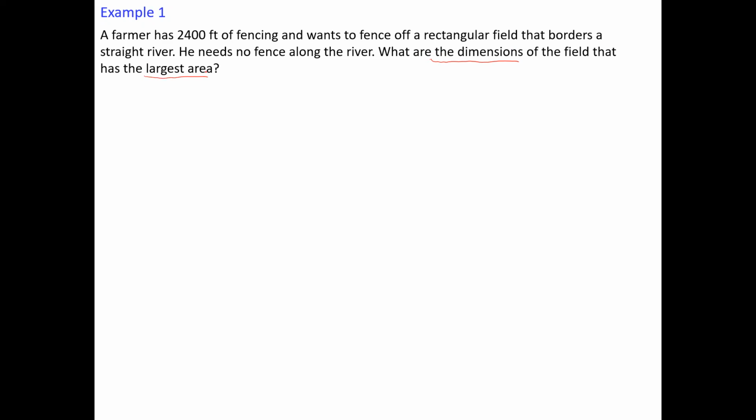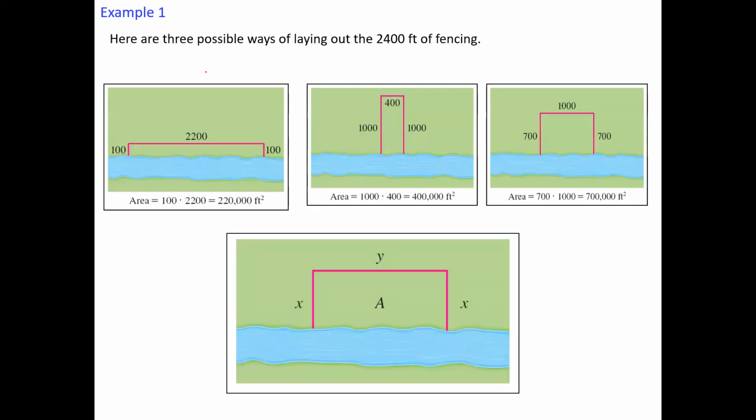That means the area will be our function, and we have to find the maximum area, the dimensions that will give us the maximum area. Okay, and I do have a graph, so you can see. We have the river, and for instance, we can get 100, 200, and 100.